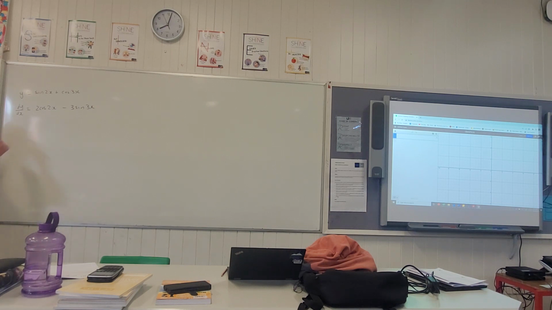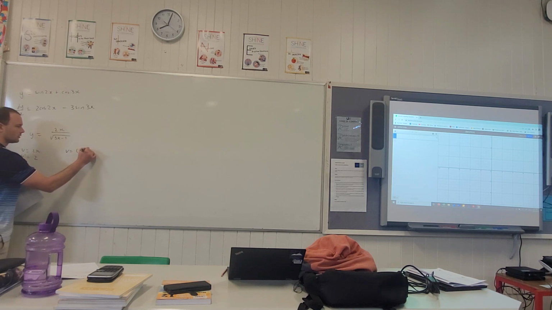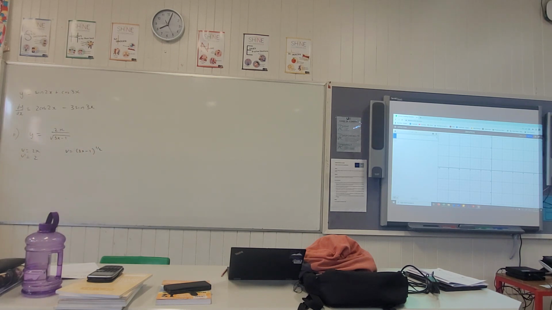For the second one, we've got y is 2x on top of the square root of 3x take 1. Okay, so we have one function on top of another. We have u on top of v, so we need to use the quotient rule, right? U on top of v. So we've got u is 2x, u dash will be 2. V is 3x take 1 to the power of half.